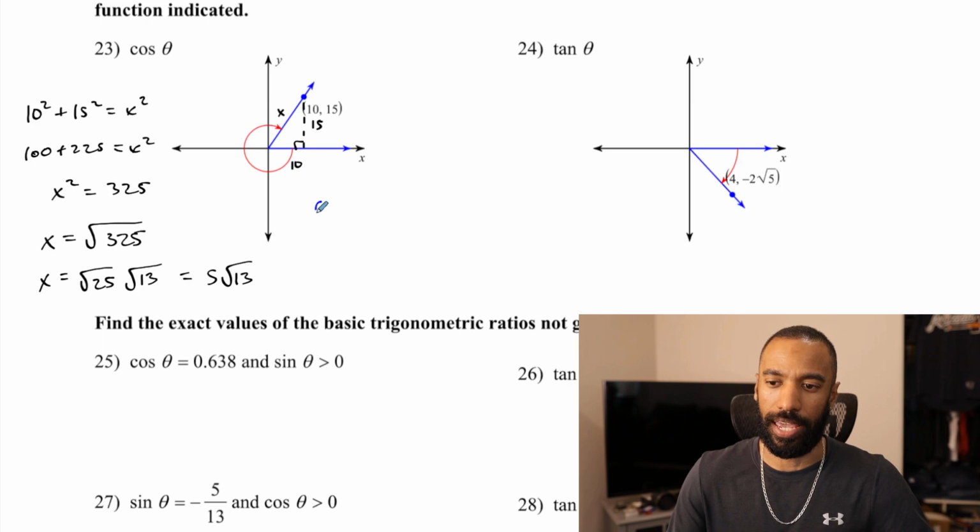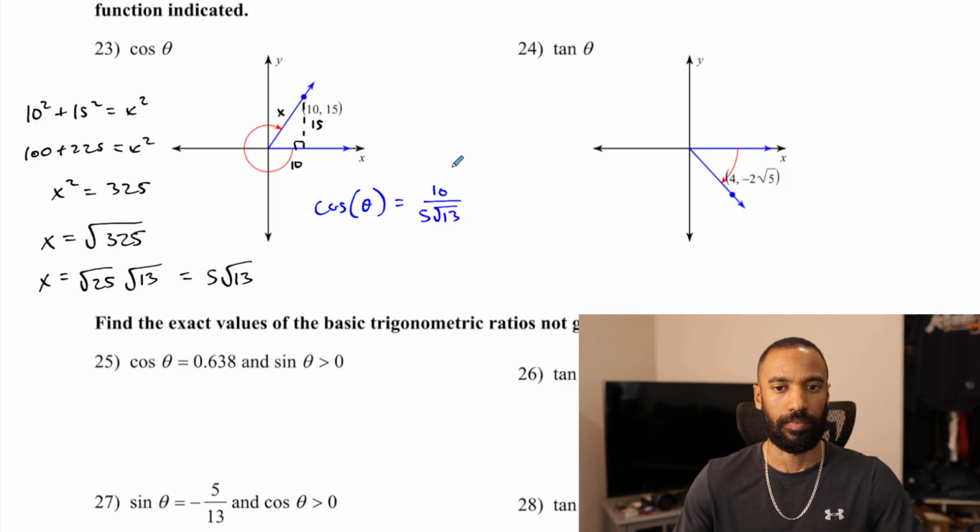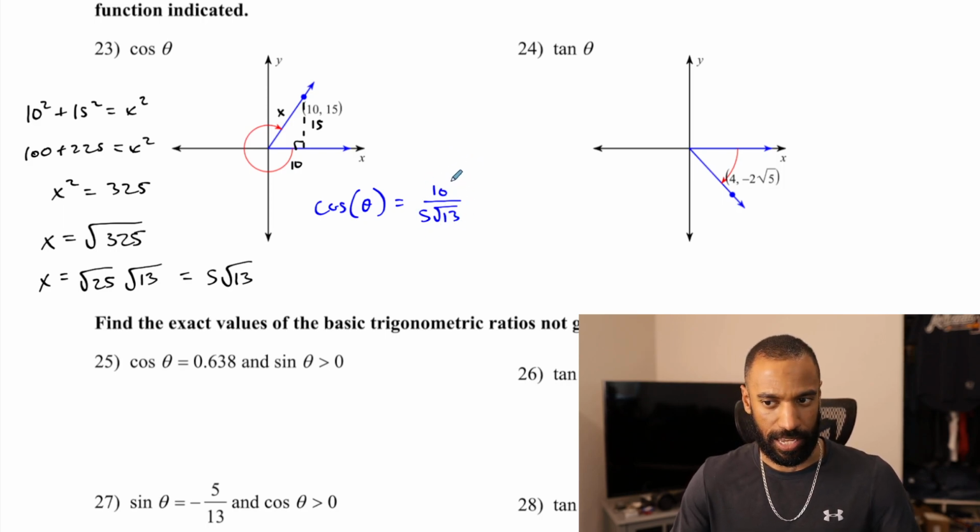So the cosine of that angle then is adjacent. See, I don't know the actual angle, but it's adjacent 10 over hypotenuse 5 root 13. This is some form of an exact answer. It's the exact value, but it's not reduced and simplified. 10 over 5 can reduce to 2 over 1, so it's 2 over root 13.